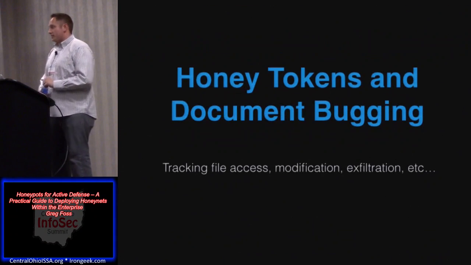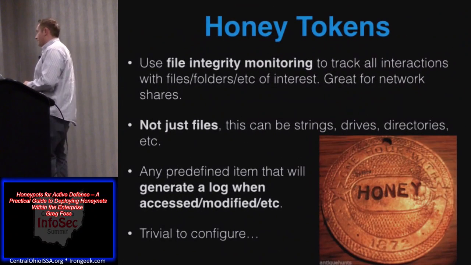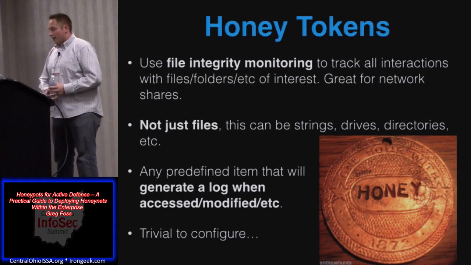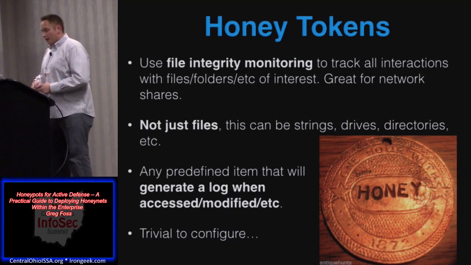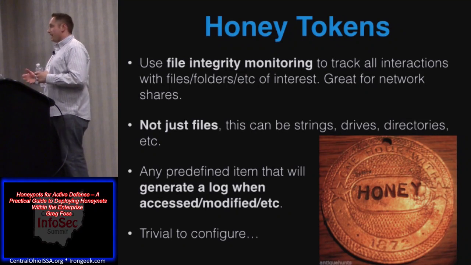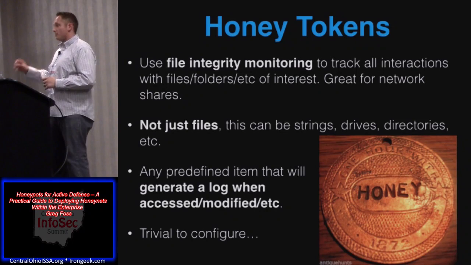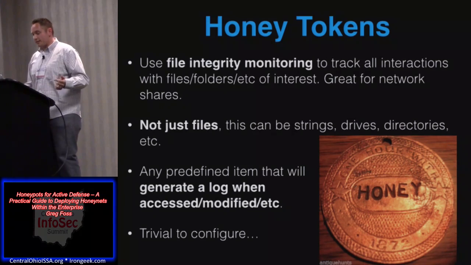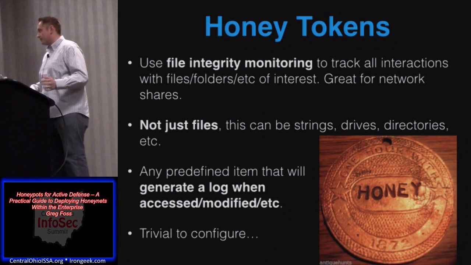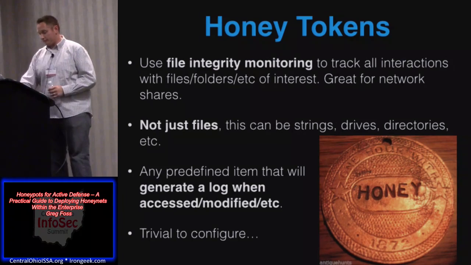Let's talk about honey tokens and document bugging. Now, honey tokens are fun. They're very easy to deploy. You can just use file integrity monitoring. There are a lot of tools that do this. Logarithm's one of them. But essentially, you can monitor anything that happens with files. You want to monitor for access. You want to monitor for modification. All sorts of stuff. And this isn't limited to files. This could be strings, this could be drives, directories, all sorts of stuff. But basically, you want to generate a unique log whenever something like this happens, so that you can actually trigger on this and act on it.